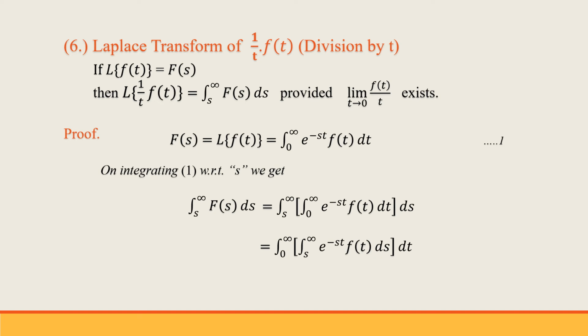Now solve the integration that is inside the bracket. On solving, we get integral 0 to infinity e raised to the power minus st into f(t) by minus t, limit from s to infinity, into dt. Now, as our variable is s here, not t, we can bring minus f(t) by t outside the bracket and apply the limit to e raised to the power minus st from s to infinity.